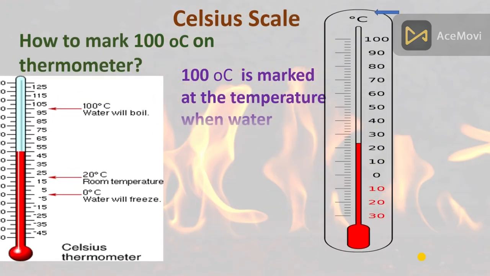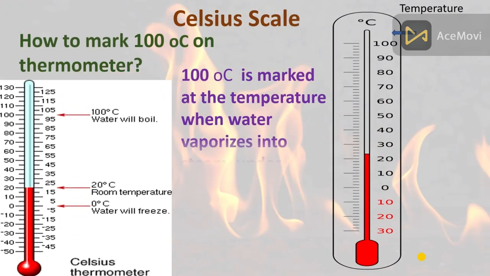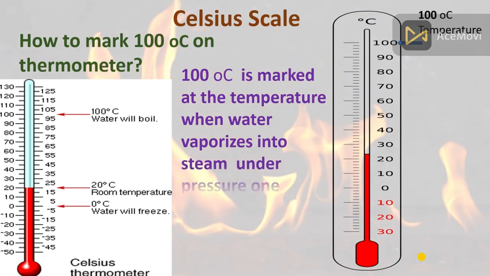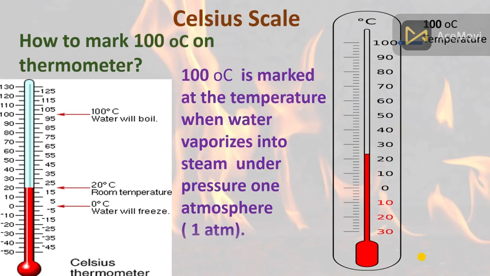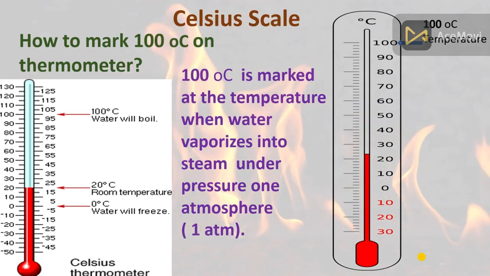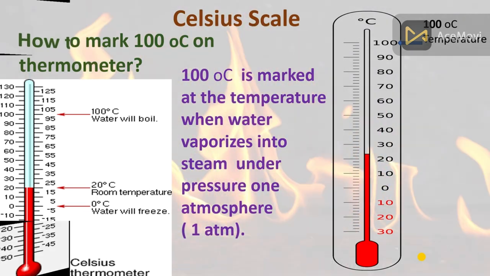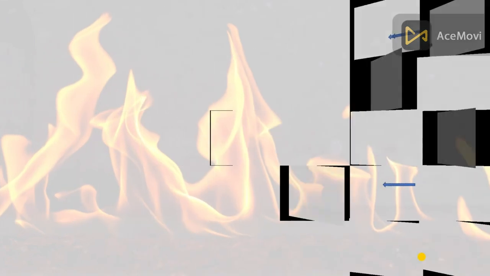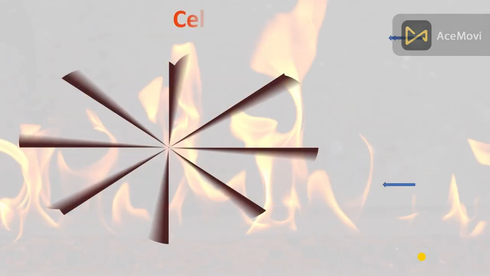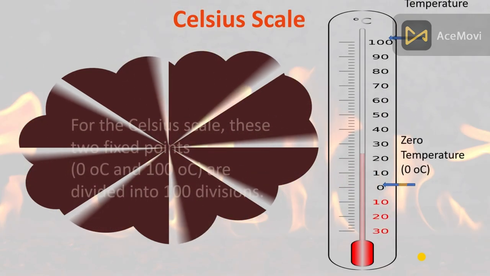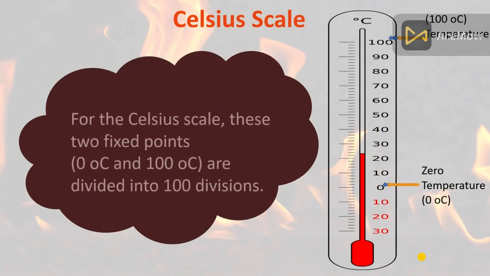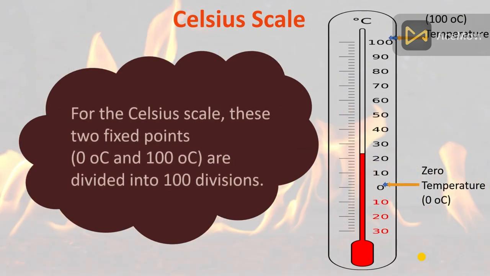The second point, 100 degrees centigrade, is marked at the temperature when water vaporizes into steam under pressure 1 atmosphere. By using these 2 points, the thermometer is scaled by dividing into equal 100 divisions.